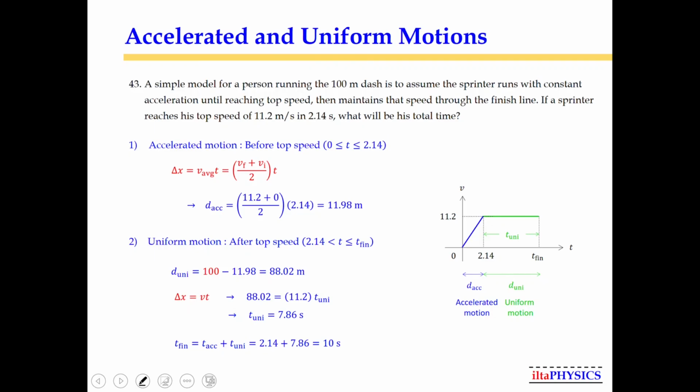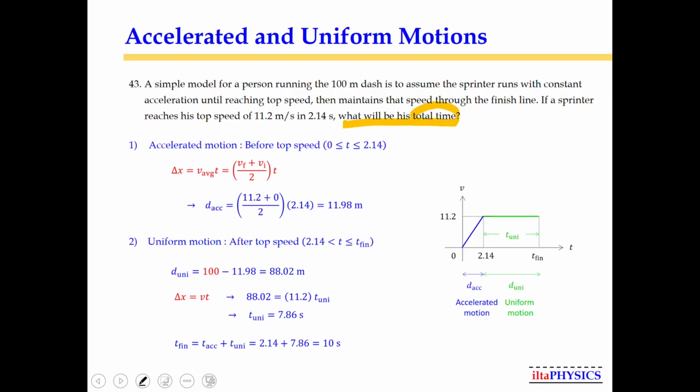Problem 43 describes the velocity of a 100-meter sprinter over time. A sprinter starts from rest at the starting line, accelerates rapidly for the first 2.14 seconds to reach a speed of 11.2 meters per second, and then maintains that speed for the rest of the race. The question asks for the total time it took to run the 100-meter dash.